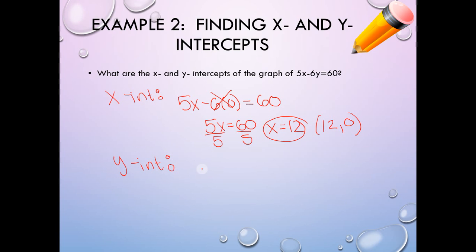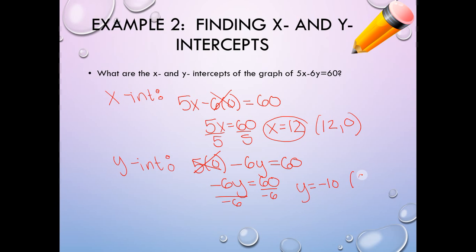Let's find my y-intercept now. Because I want the y-intercept, I'm going to plug in 0 for x. It's always the opposite of what you're looking for. That cancels the x term out, so I'm left with negative 6y equals 60. Divide by negative 6, and I get y equals negative 10. Written as an ordered pair, that is 0, negative 10.